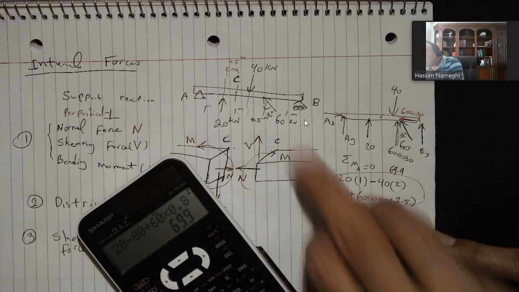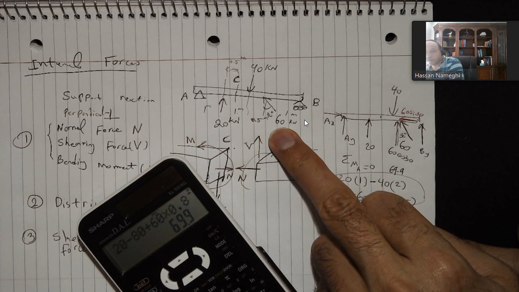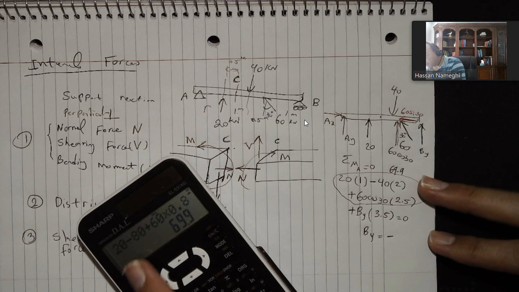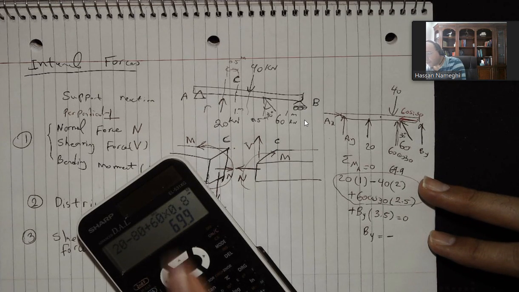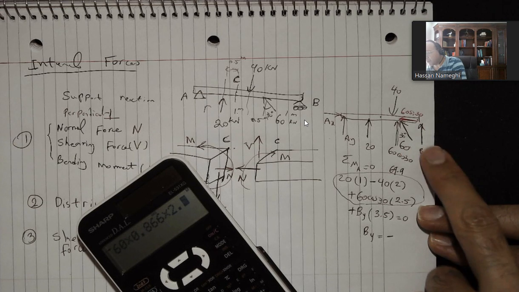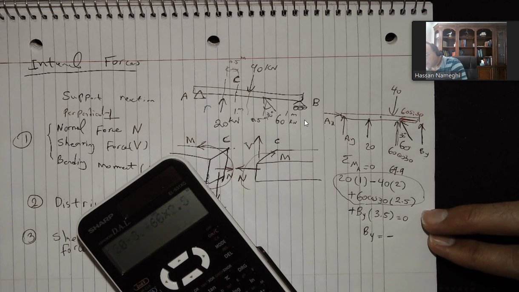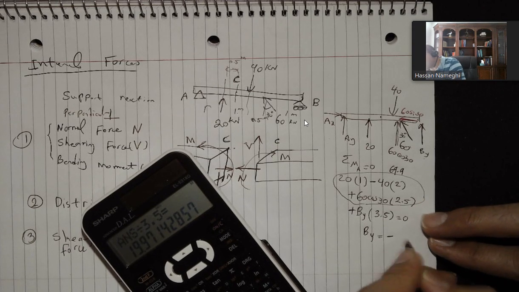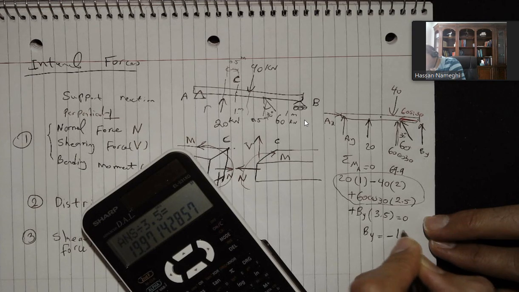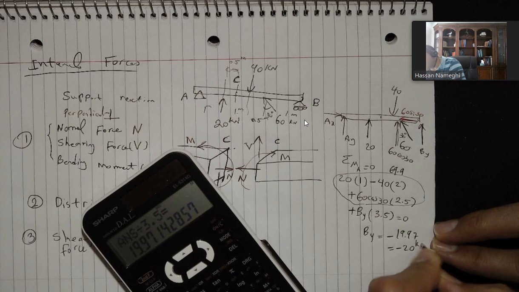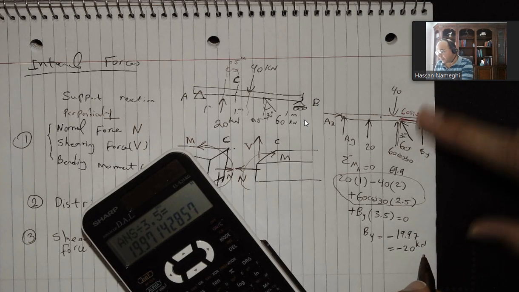By becomes negative because the majority of your forces create a moment. Again, we have the 60, we have the 20 minus 80, that's minus 60, but down here we have a lot of moment created due to this. That's why By will become negative. This divided by 3.5, I'm going to get minus 19.97, which is almost minus 20 kilonewton. So that will be the reaction at By.